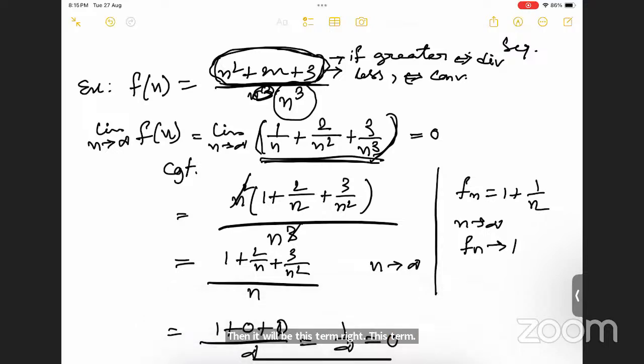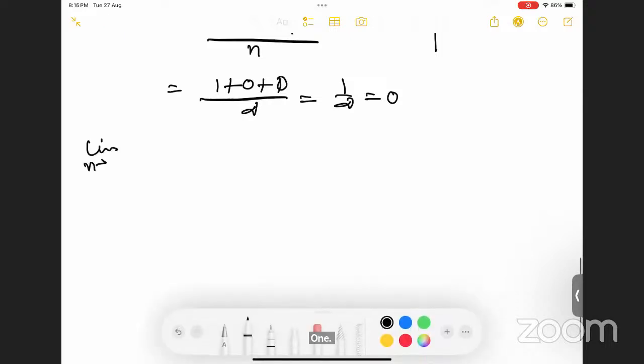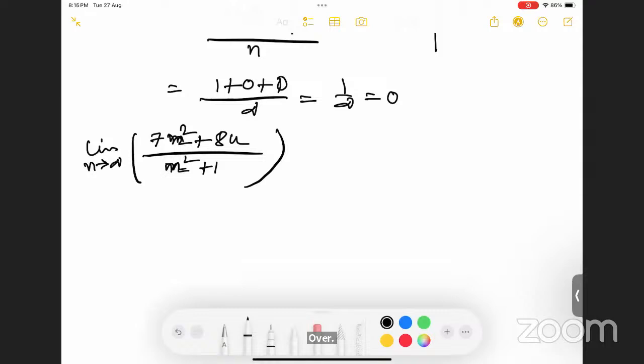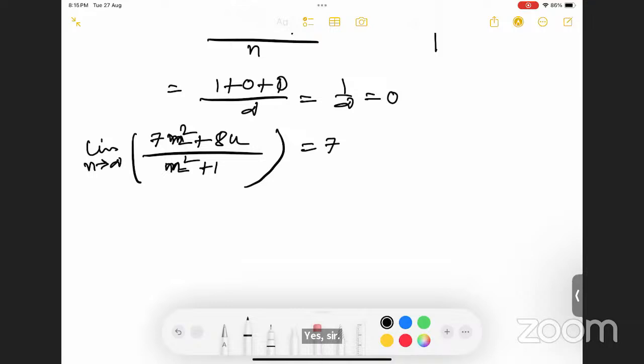So far, is it clear to all of you? Yes, ma'am, understood. Yeah. So let us solve another example. Suppose n tends to infinity, we have 7n square plus n over, sorry, n square plus 1. Okay. So what will be the limit then? 7. So everyone is agreed with it? Yes, ma'am. It's clearly 7, right? Yes, ma'am. If we take n square as common, then we will get it.